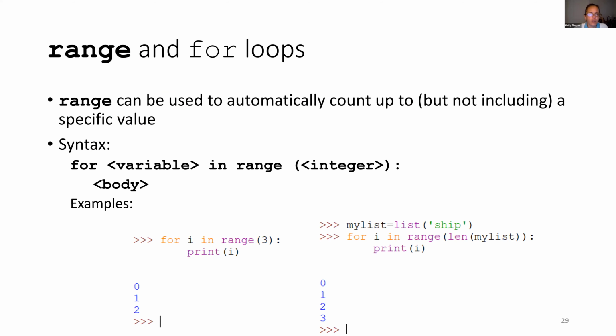We can use range and for loops. Range can be used to automatically count up to, but not including, a specific value. So you can do for variable in range, and you can supply an integer and then the body. So you can do for i in range 3, print i. We've done that before. And if we do my list equals list of ship, notice that this is a coercion here. So this is actually going to be a list of 4 characters. So for i in range length of my list, we can print i, and then we can see that this will print out 0, 1, 2, and 3.